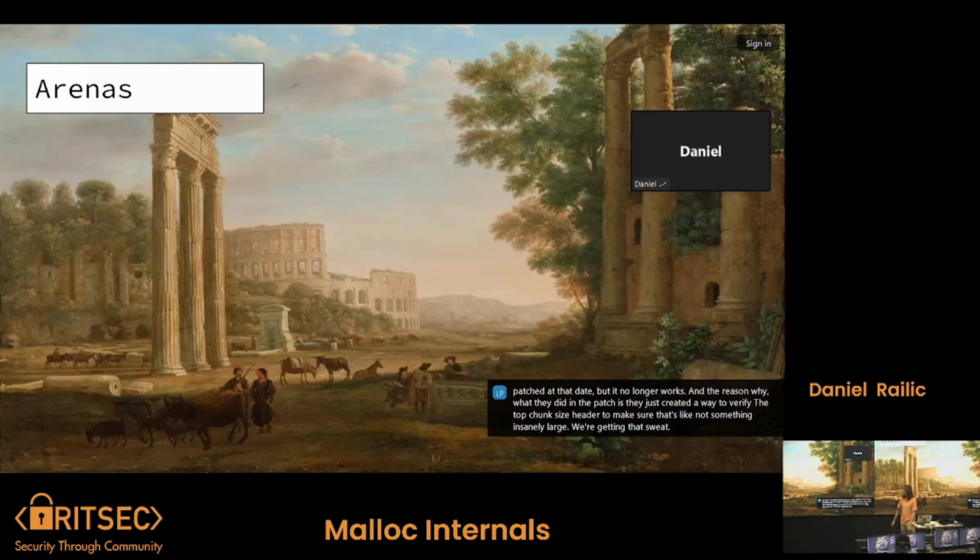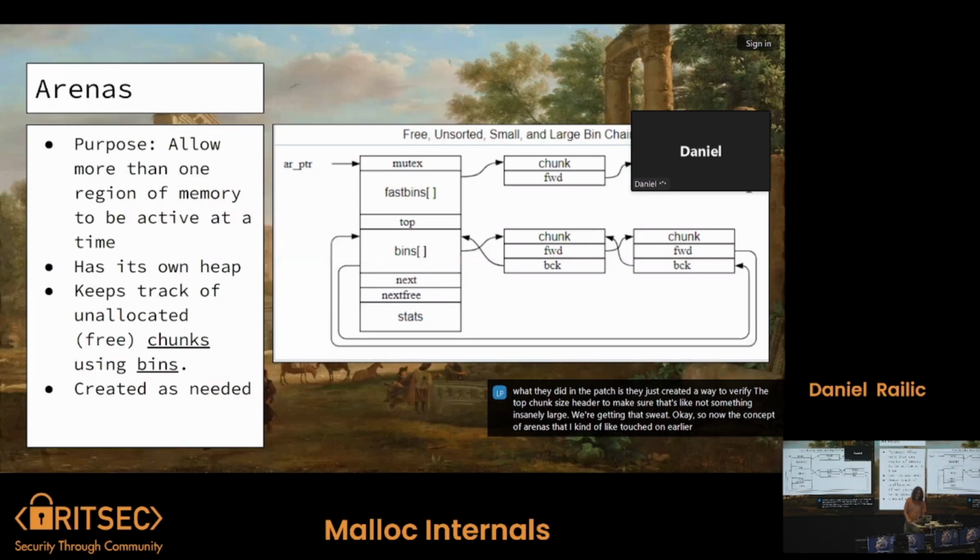Okay, so now the concept of arenas that I touched on earlier. The reason why we have arenas is so you can have multiple threads. It allows more than one region of memory to be active at a time. Every single arena has its own heap that it uses. And what the arena does is it keeps track of all of the unallocated chunks.